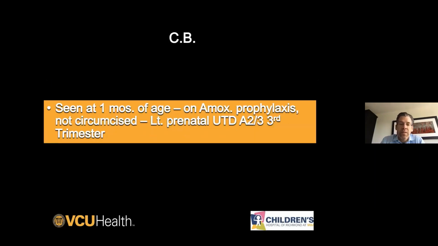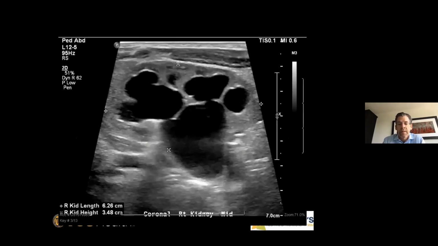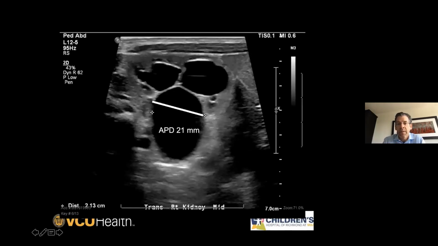Next patient, CB, seen at 1 month of age. History, similar: prenatal A2-3 at third trimester, on prophylaxis, not circumcised. 1 week ultrasound. Here's the right kidney again, dilated, not quite the thickness of the previous patient. APD is 21.